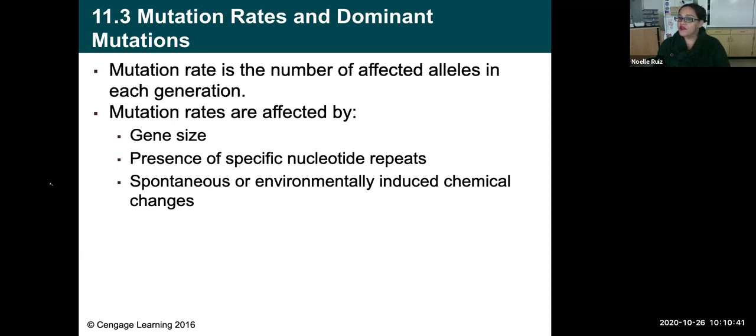Mutation rate is the number of affected alleles in each generation. They're affected by gene size. Some genes are only a few base pairs long. Some genes are hundreds of base pairs long. Now, the presence of specific nucleotide repeats, or spontaneously or environmentally induced chemical changes.